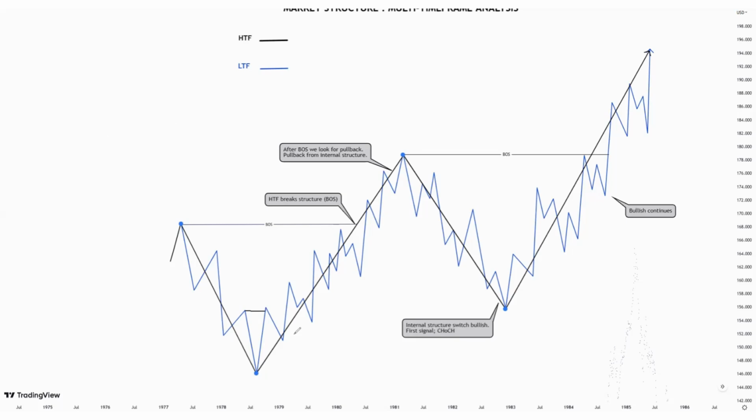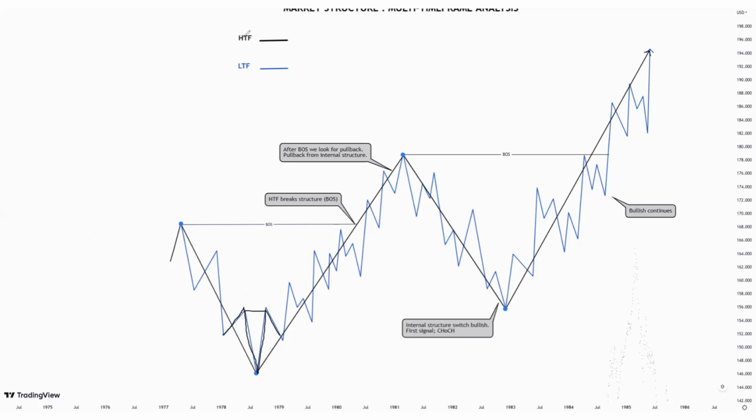I explained that in the first video, so I won't be explaining change of character, just talking about it. The change of character is internal, because you can't trade external structure. External structure can be any time frame. I'll explain which time frame I use.